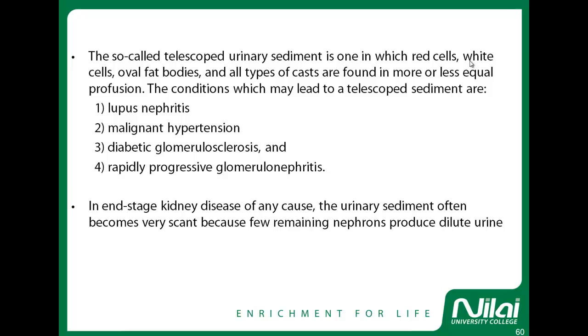The so-called telescoped sediment is one in which the cells overproduce and all types of casts are found in more or less equal proportion. The conditions which may lead to telescoped sediment are: first, lupus nephritis; second, malignant hypertension; third, diabetic glomerulosclerosis; and rapidly progressive glomerulonephritis. In end stage kidney disease, sediment often becomes very scant because few remaining nephrons produce dilute urine.